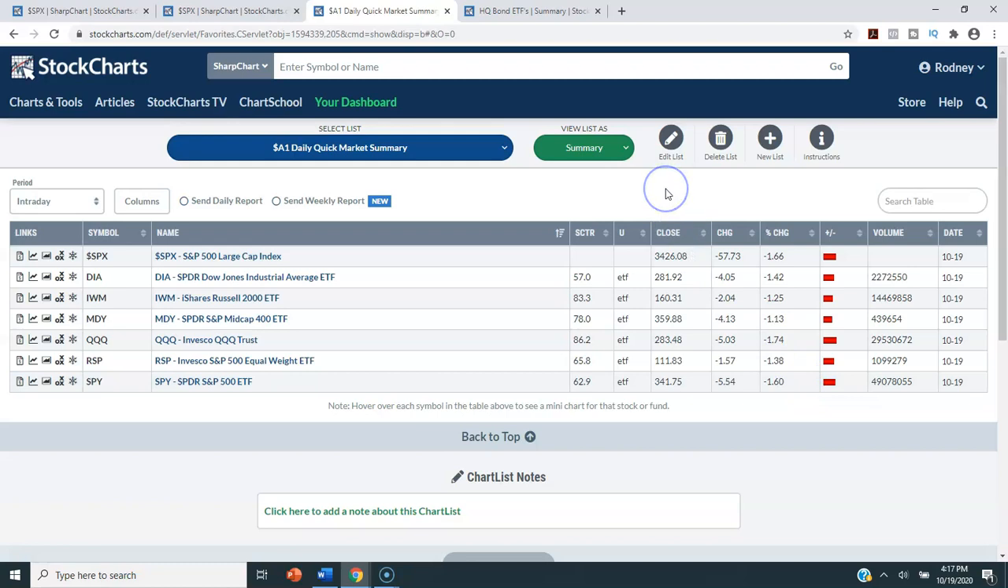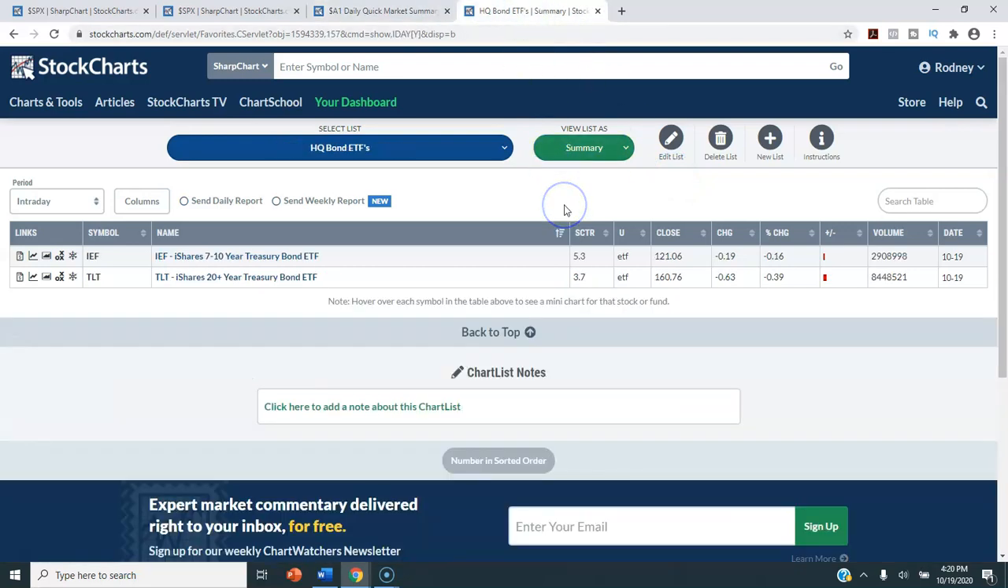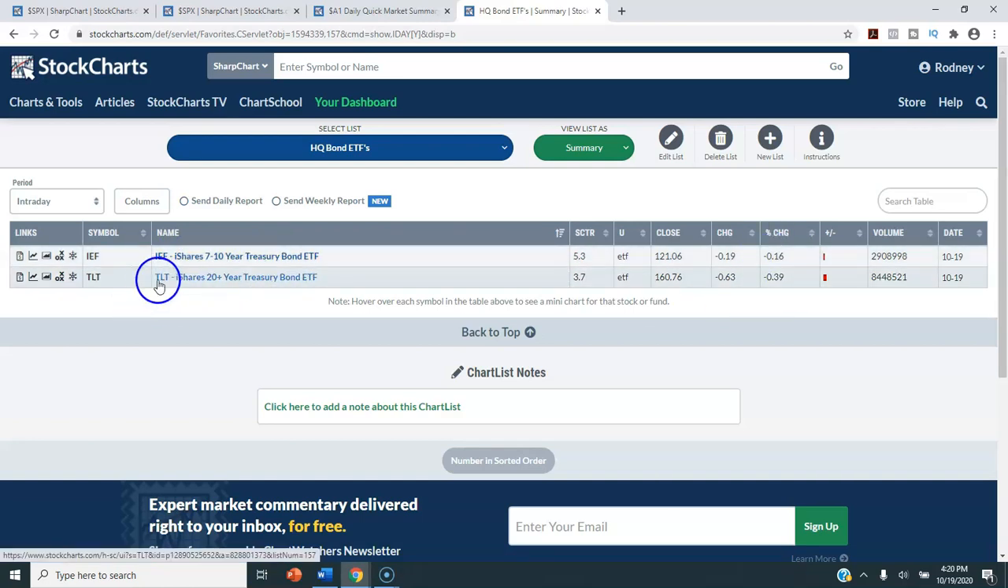Now, stay with me here because this next point is super important. It wasn't just equities that sold off today, guys. High-quality bonds sold off as well. So let's take a look at a couple of ETFs that track Treasury bonds. The first one is the IEF, which is the 7 to 10 year Treasury Bond ETF. It was down 16 basis points today, and the TLT, which tracks 20-plus year duration Treasury bonds, was down 0.39%.